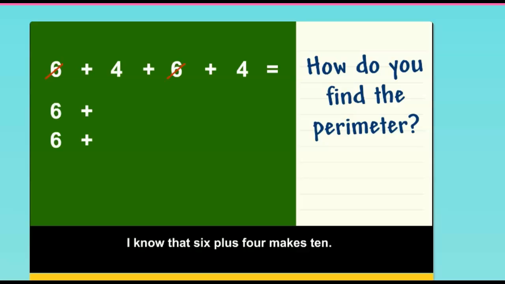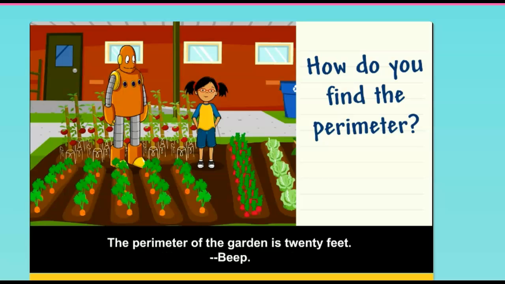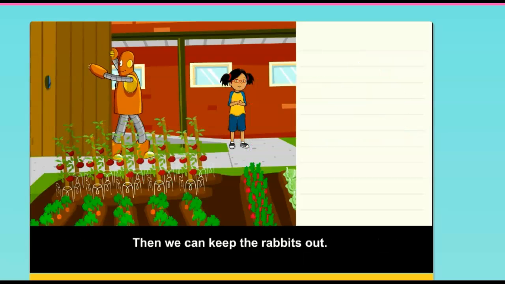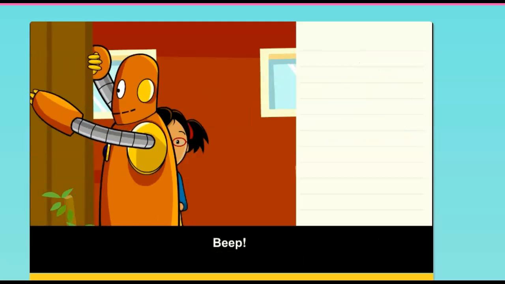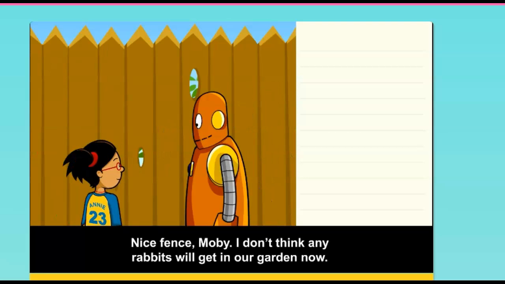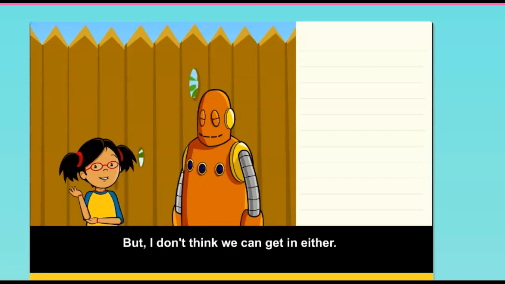I know that 6 plus 4 makes 10. So now I add 10 plus 10. That's equal to 20. The perimeter of the garden is 20 feet. Since we know the perimeter, we can figure out how much fencing we need to put around it. Then we can keep the rabbits out. Nice fence, Moby. I don't think any rabbits will get in our garden now. But I don't think we can get in either.